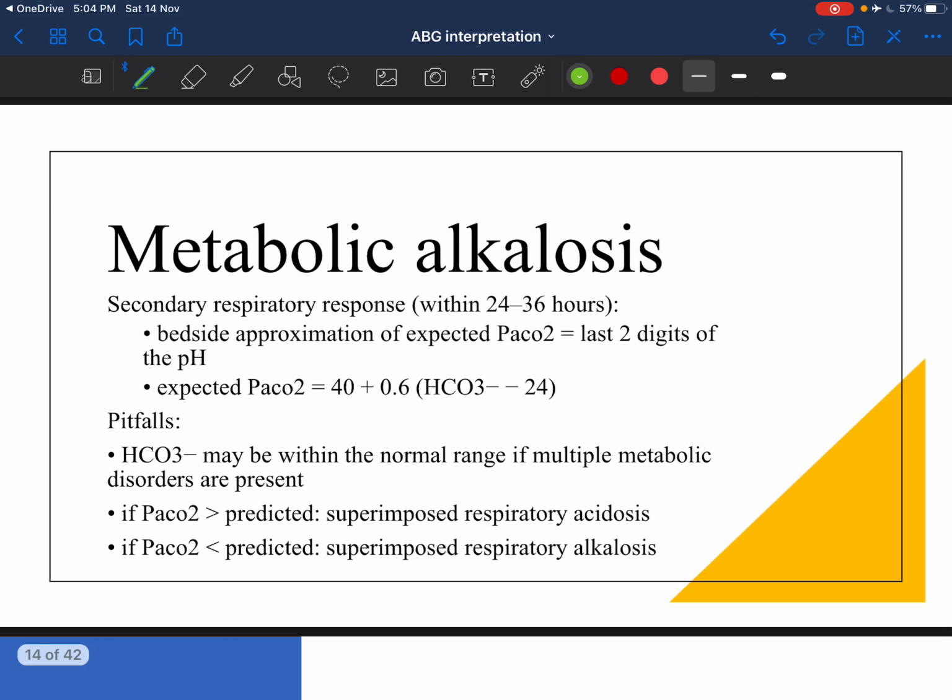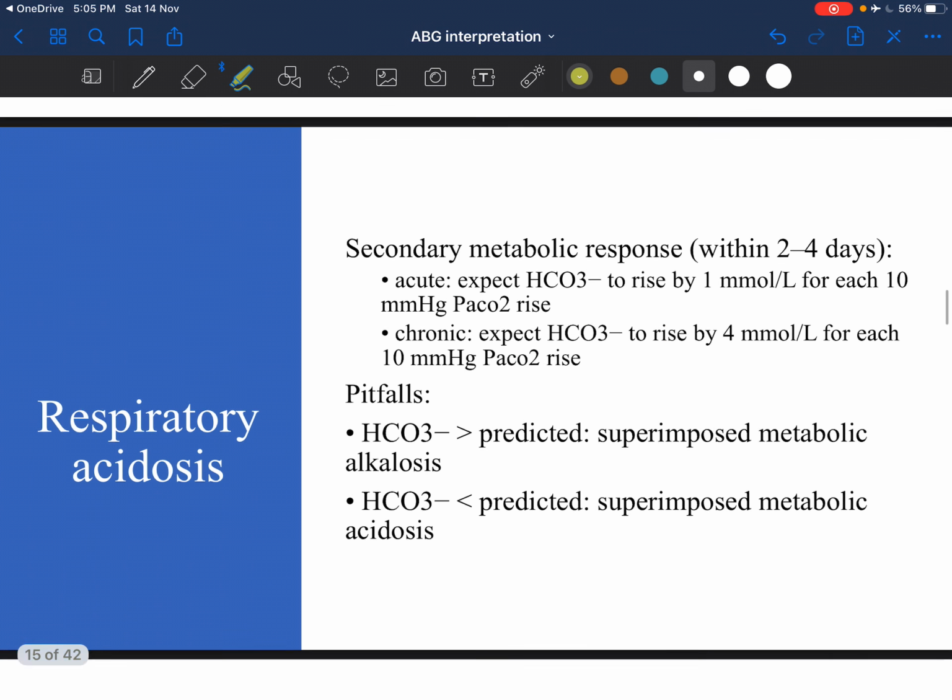What about metabolic alkalosis? Again, in metabolic alkalosis also your carbon dioxide should compensate. Carbon dioxide compensation is calculated based on this formula, 40 plus 0.6 into (bicarbonate minus 24). Again, here as we discussed earlier, if the carbon dioxide is more than predicted, then it is associated acidosis in the background of alkalosis, and if it is less than predicted, then it is associated respiratory alkalosis in addition to metabolic alkalosis.